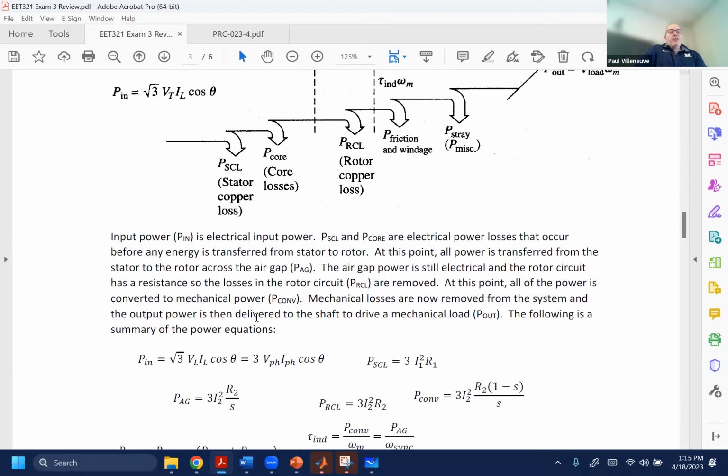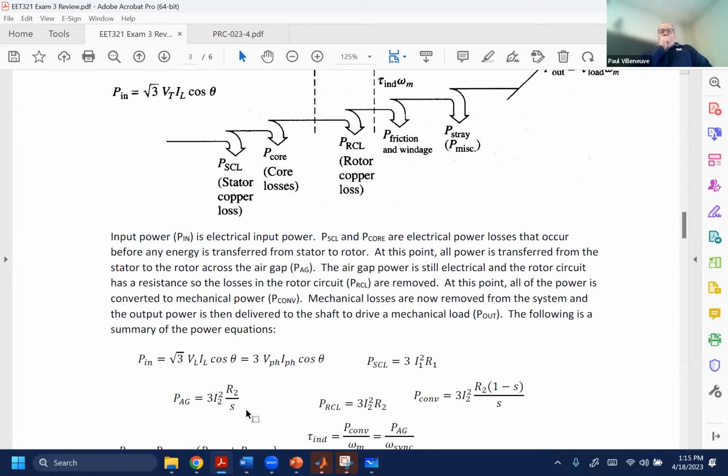Stator copper losses: we have to go back to the equivalent circuit. That's the stator current squared times R1. Notice I'm not including magnitude signs, because right now you guys are pros at calculating magnitude and power losses. So I don't even need to put the magnitude signs up, right? You just know that this is the magnitude of the current.